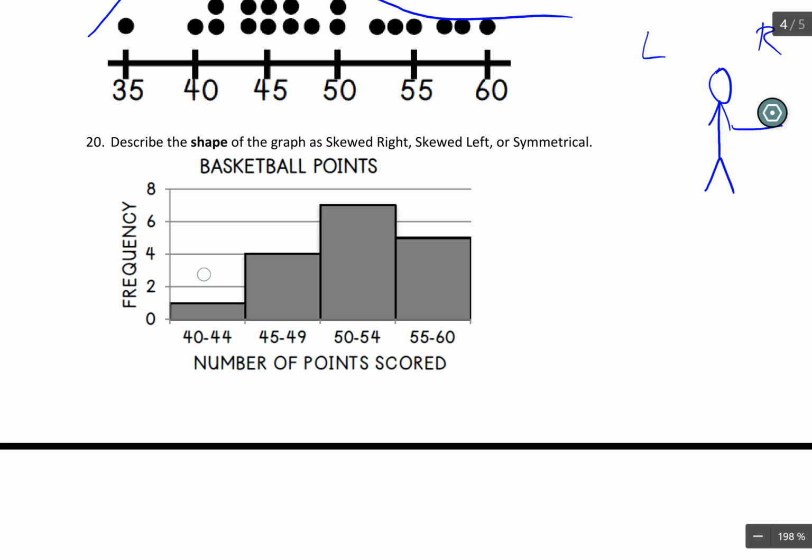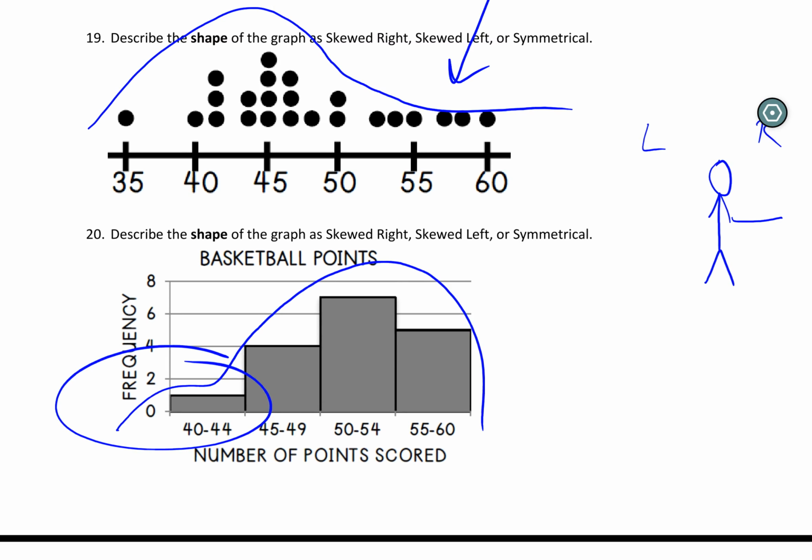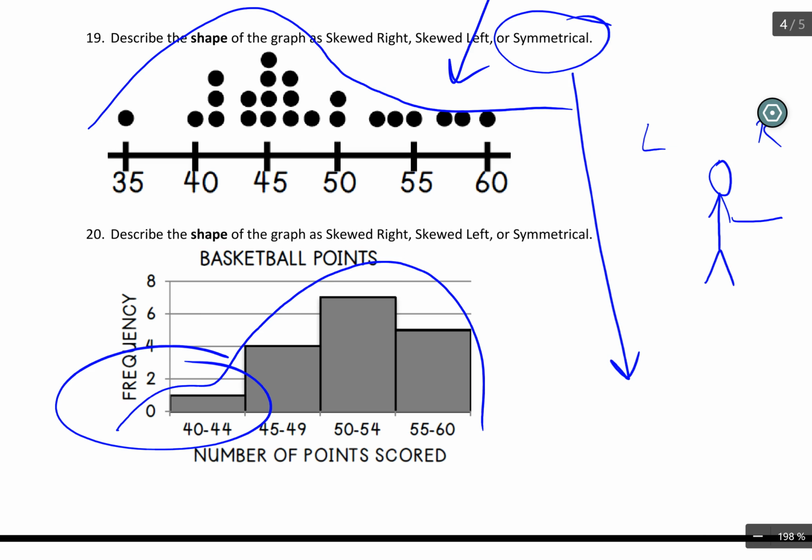Seeing here the shape of my data on the next one, it looks like I have the skewer on this side on the left. So then my data would be skewed left. So number 19, skewed right. Number 20, skewed left. Symmetrical would mean that my data is the same left and right. The tail is the same left and right. And basically, I could take that and fold it in half, and it's going to be exact or very close to exact on both sides. And so that's what it would mean to be symmetrical. So that's not the case on 19 or 20, but just so you know what that means.